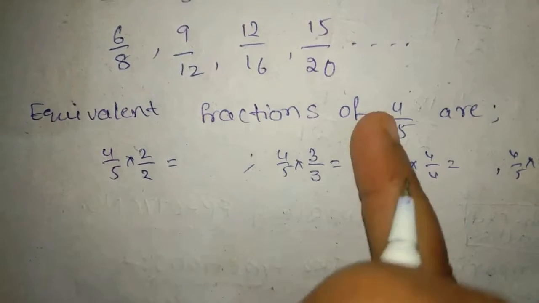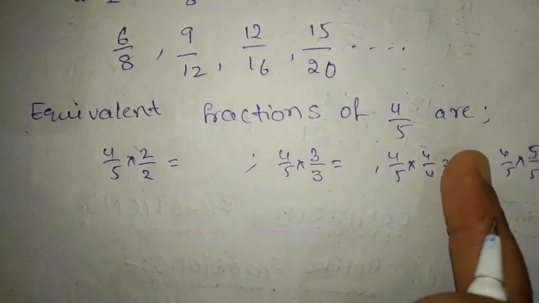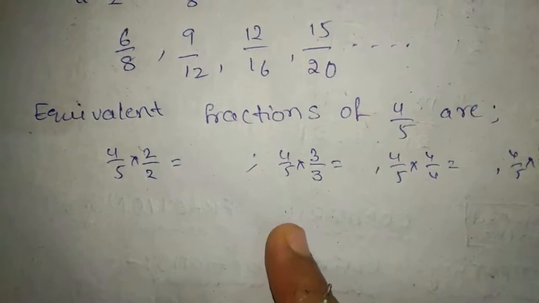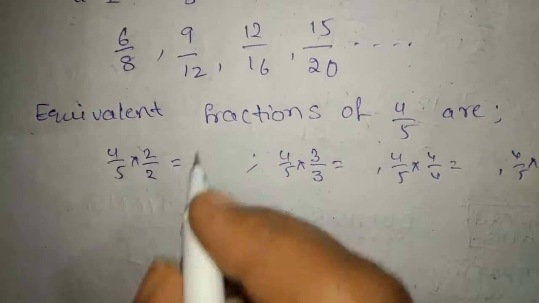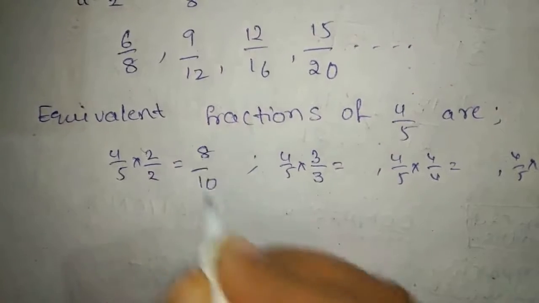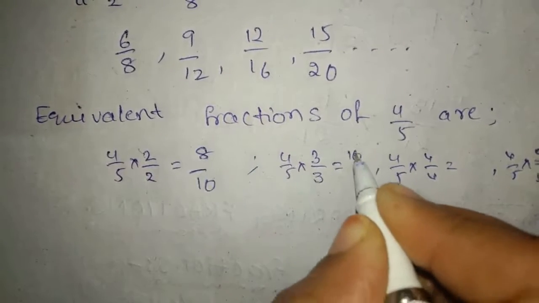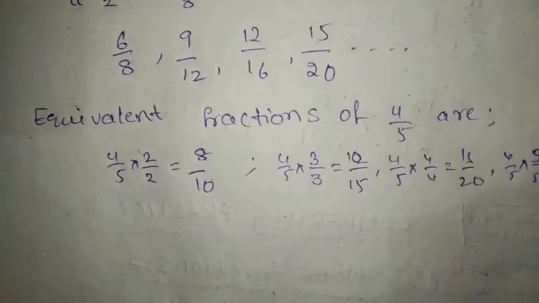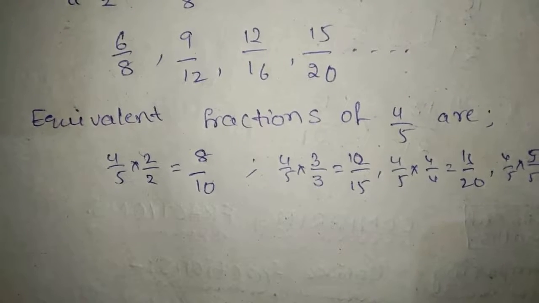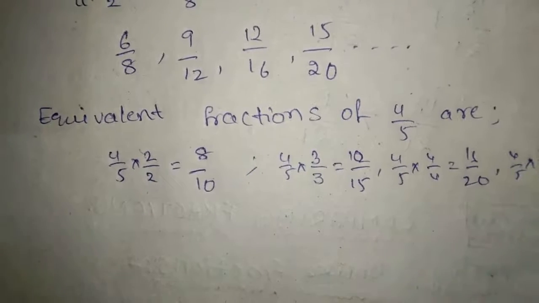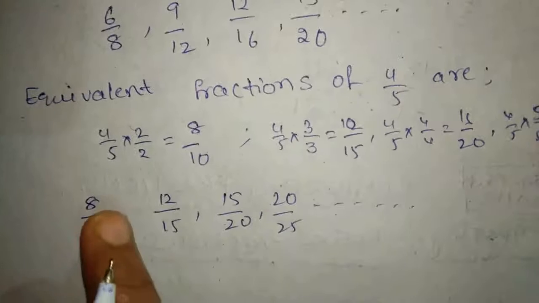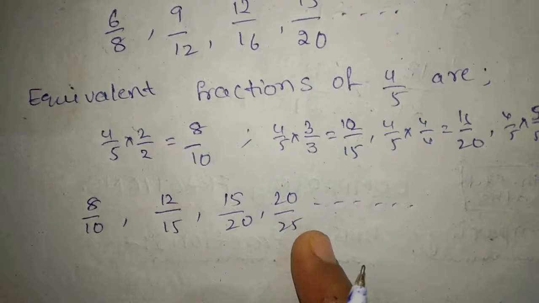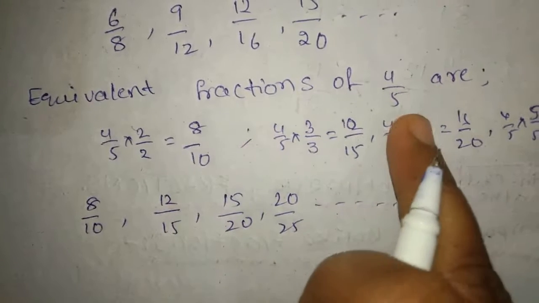Now, the equivalent fractions of 4 by 5. Let us find the equivalent fractions of 4 by 5. 4 by 5 into 2 by 2, that is 8 by 10. 4 3s are 12 by 15. 16 by 20. 20 by 25. So 8 by 10, 12 by 15, 16 by 20, 20 by 25 are equivalent fractions of 4 by 5.